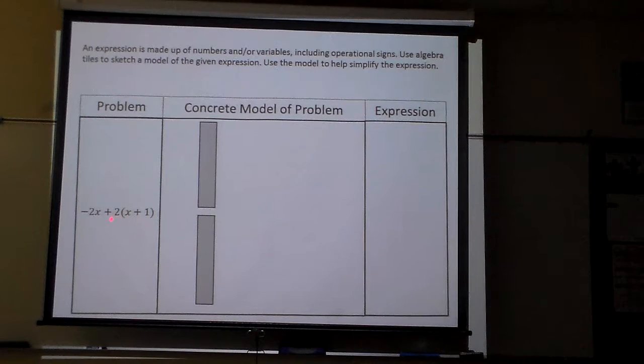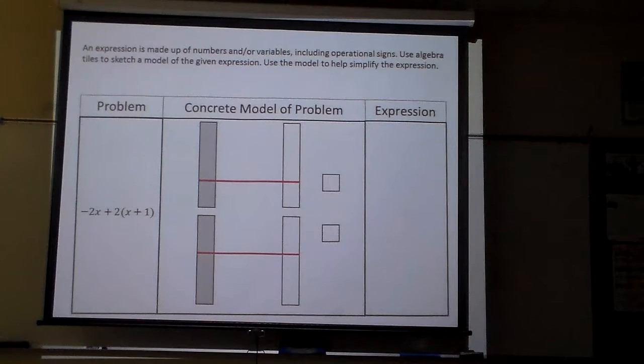Now, this says I have two groups of x plus 1. So first off, that's one group of x plus 1. And now I have what? Two groups of x plus 1. Now, did I form any zero pairs? I can cancel those out. And if I cancel those out, what's left? Just 2. That's it. That's our answer for that one.